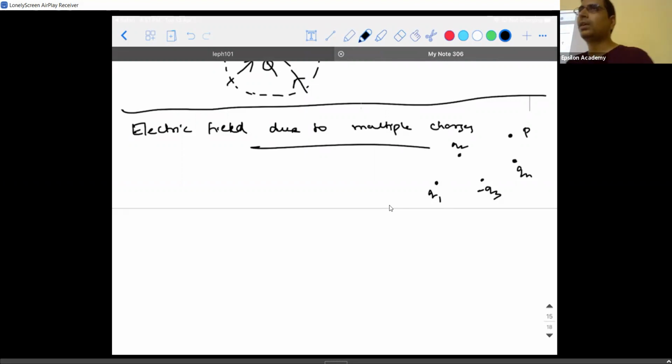Because what does the formula tell us? Electric field intensity due to a point charge is 1 by 4 pi epsilon naught into Q divided by r square. So if you know the magnitude of one charge and the distance at which the electric field is to be calculated, that data is more than sufficient for you to find the electric field. Okay.